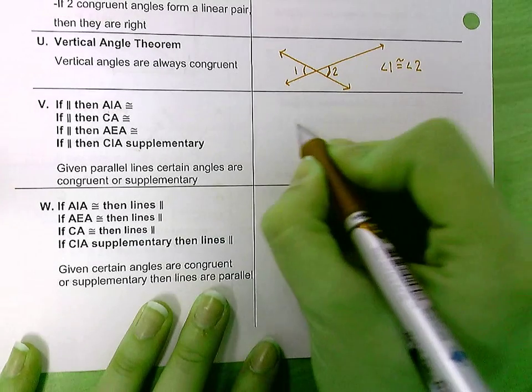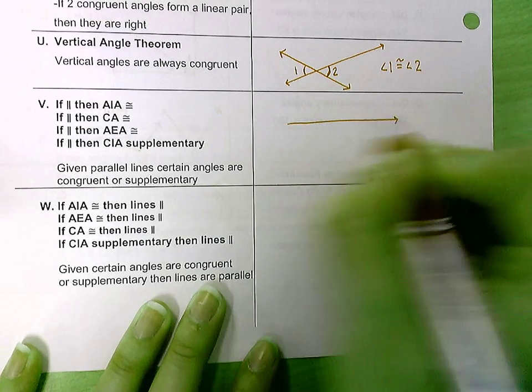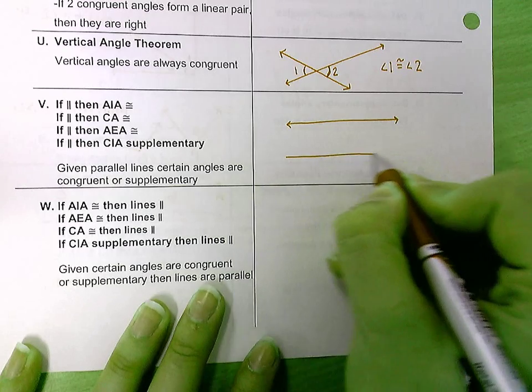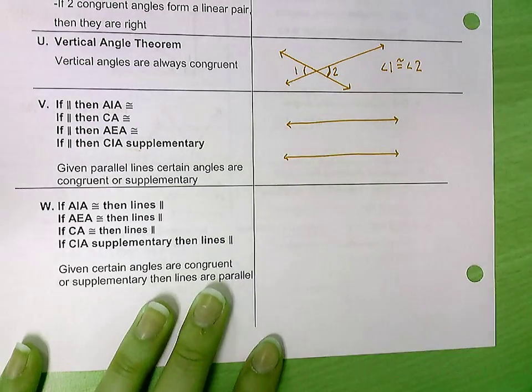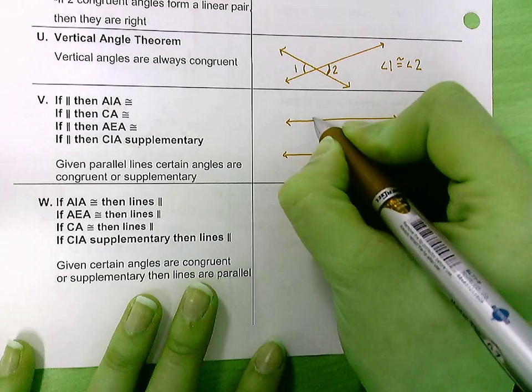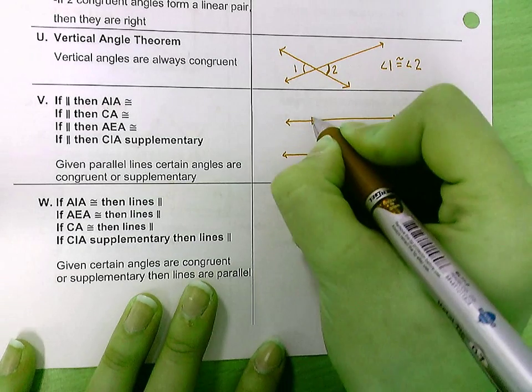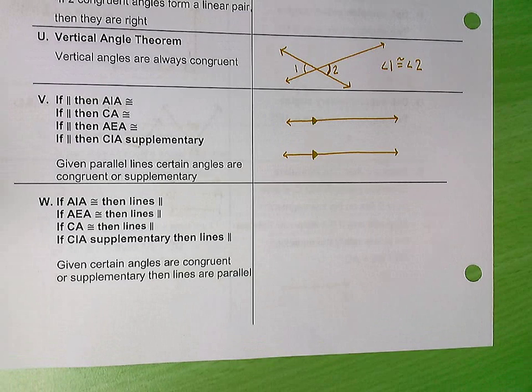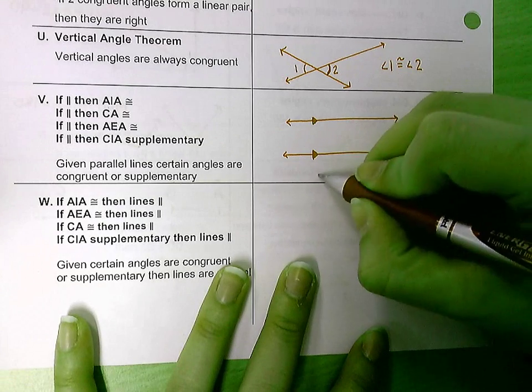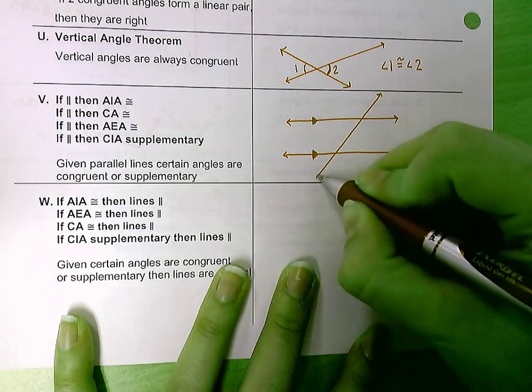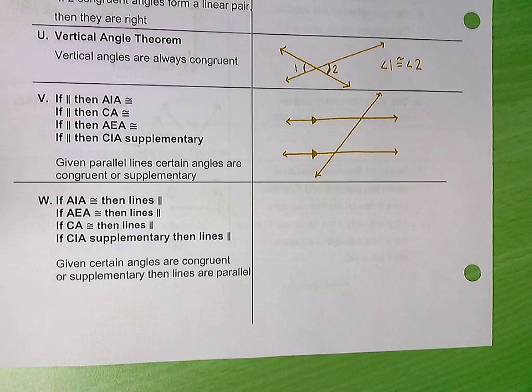So if I have, and I'm given these two lines are parallel, okay, so those two lines are parallel, I'm going to draw in these arrows to show they're parallel. Those arrows on your lines show that those two are parallel. And if I have a transversal drawn through those two parallel lines, I'm going to label some angles here.